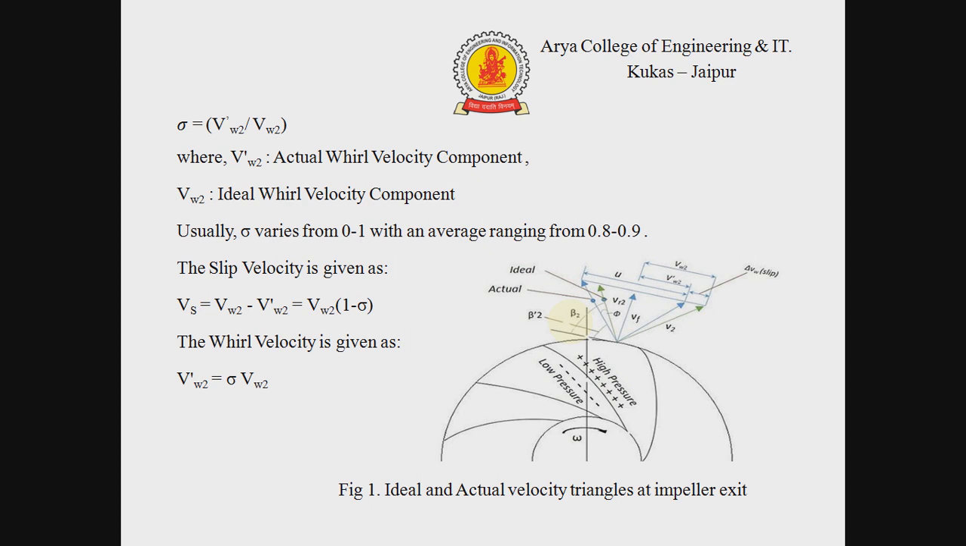The slip velocity is given by the following formula, which is equal to Vw2 (1 minus sigma), or Vw2 minus Vw2 dash. The whirl velocity is given by Vw2 dash equal to sigma Vw2, where Vw2 dash is the actual whirl velocity component and Vw2 is the ideal whirl velocity component. Figure 1 shows the ideal and actual velocity triangle at the impeller exit and the phenomenon of the slip.